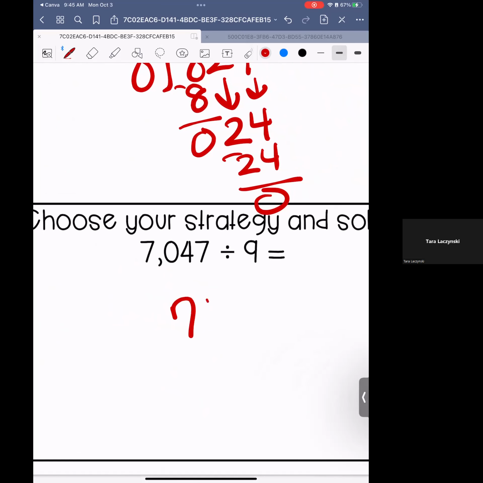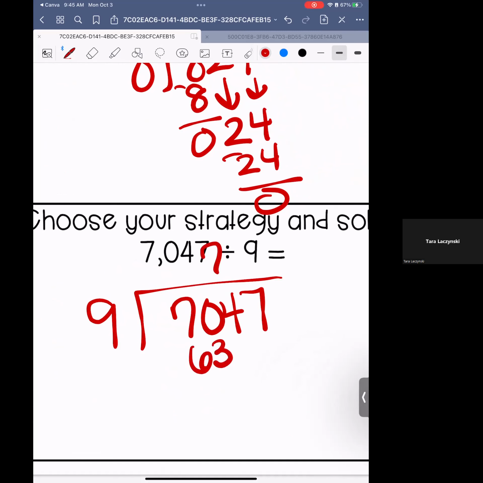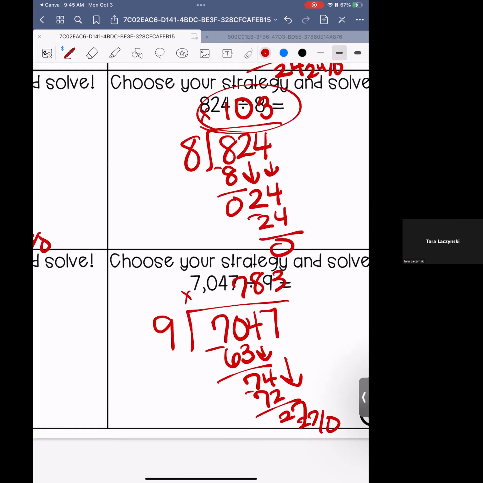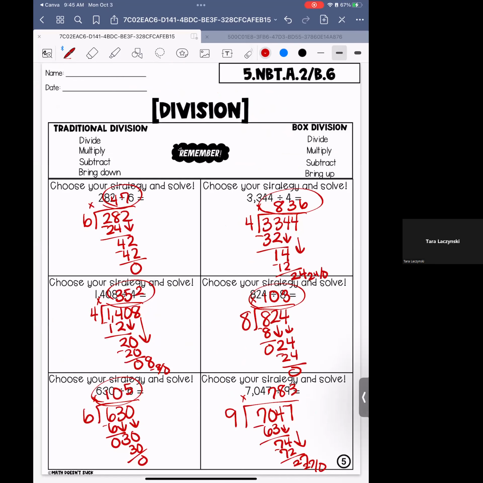Last one for this page and this week. So let's finish strong. 7,047 divided by 9. 9 does not go into 7, but it goes into 70 7 times, which gives us 63. We subtract and have 7. Bring down our 4. 9 goes into 74 8 times, because 8 times 9 is 72. Subtract for 2. Bring down our 7. 9 goes in evenly 3 times. Nothing left. Final answer, 783. That is the end of our work for this week. Have an amazing weekend, mathletes.